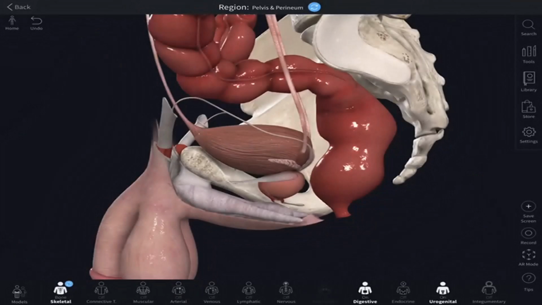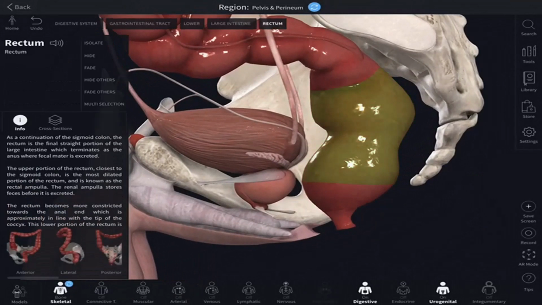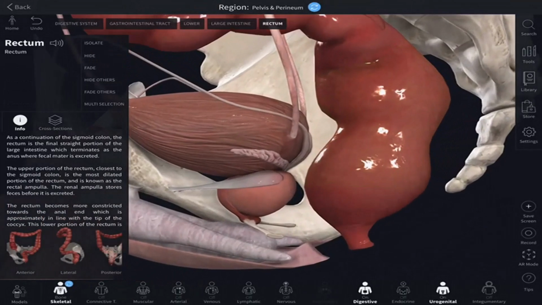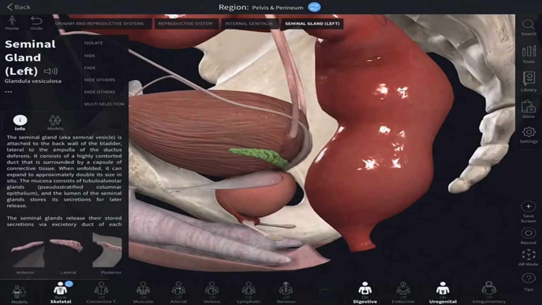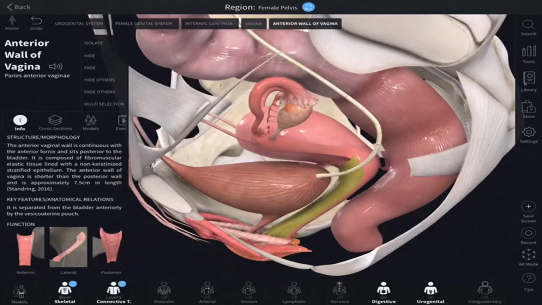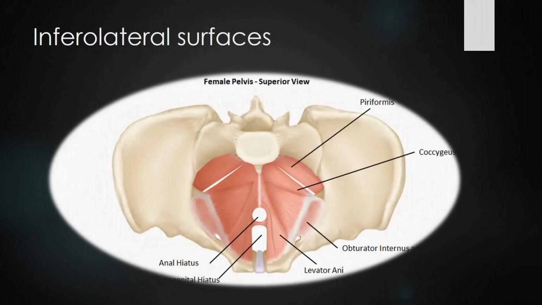In males, the posterior surface is related to the rectum, while the lower part is separated from the rectum by both seminal vesicle and ampulla of vas deferens. In females, it's related directly to the vagina. Inferolateral surfaces. They are related to levator ani muscle and obturator internus muscle.